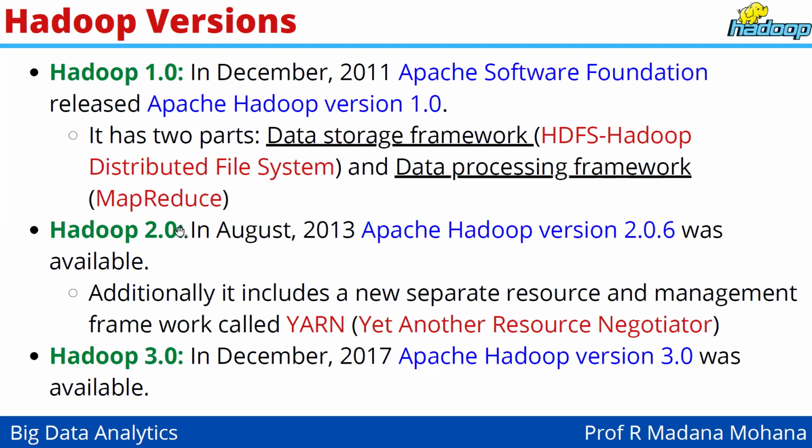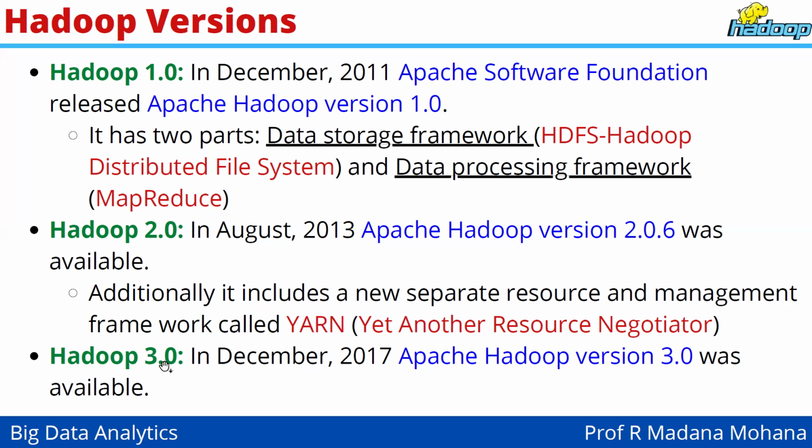Then the second version, Hadoop 2.0, was released in August 2013. Its version is called Apache Hadoop version 2.0.6. Additionally, it includes a new separate resource management framework called YARN, Yet Another Resource Negotiator. So YARN was introduced in the second version of Hadoop. In the first version we have only HDFS and MapReduce. In the second version we have an additional component, that is YARN.